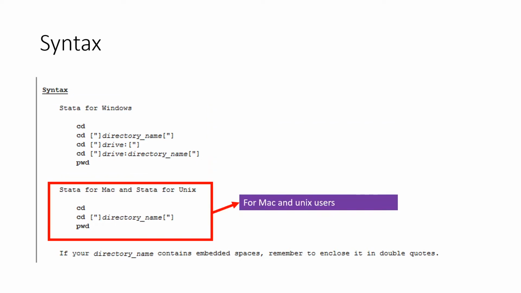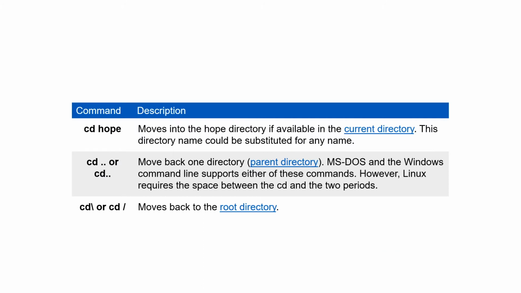On the other hand, Mac users and Unix users can't write a drive name since there are no drives in Mac. So here are a few examples. In the first example, if you want to move inside the Hope folder, which is currently present in your current folder, you can use cd space the name of that folder, Hope. If you want to move out of the current folder, you can use cd space two dots. And if you want to move to the root directory of your drive, you can use cd space backslash.